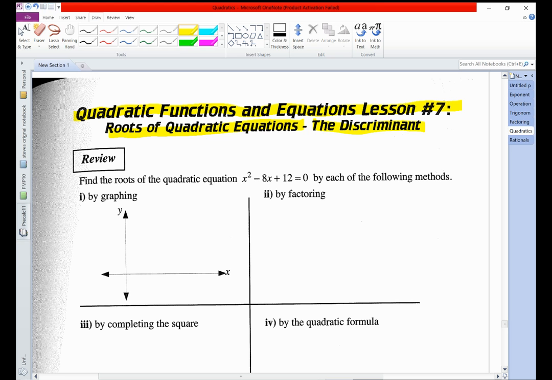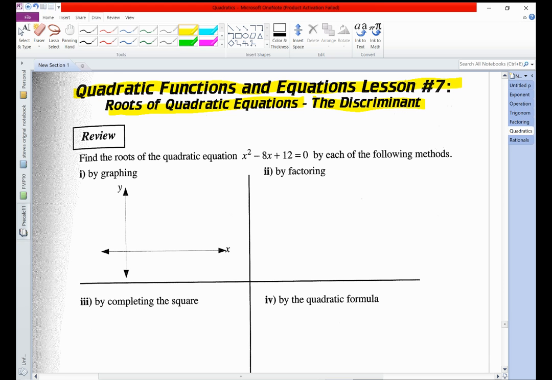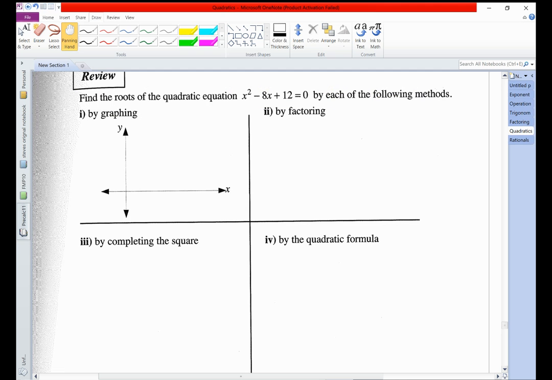So we got a little review here, and it's saying find the roots of this quadratic equation, x squared minus 8x plus 12, by each of the following methods. So we've actually learned 4 different methods here. By graphing, we can factor that by inspection, we can complete the square, and we can use the quadratic formula. But how do we know which one of these to use and when?